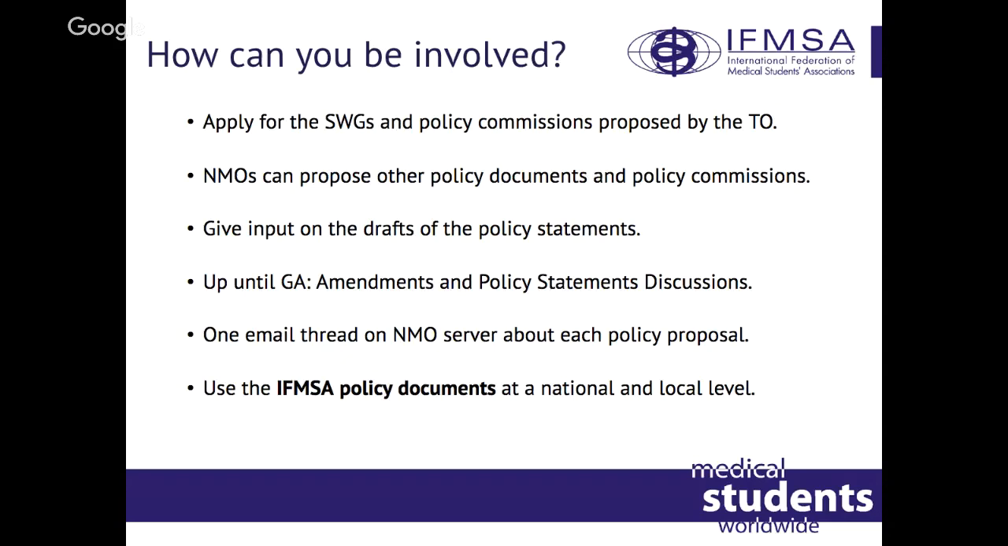And the last way to be involved is to use the IFMSA policy documents at a national and a local level. This is very important because these documents carry the voice or the stances of 1.6 million medical students around the world. So you can use these documents and say, IFMSA, which has 1.6 million members, says this. It will give you a stronger voice when you talk with externals, with government, with someone else, or when you deliver a statement. If you say these kinds of things, it will help your advocacy process. So please use them at the national and local level.